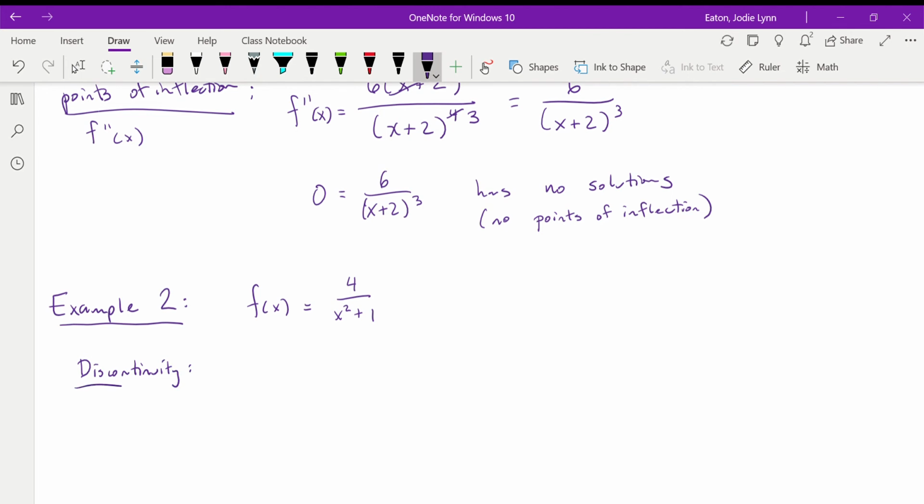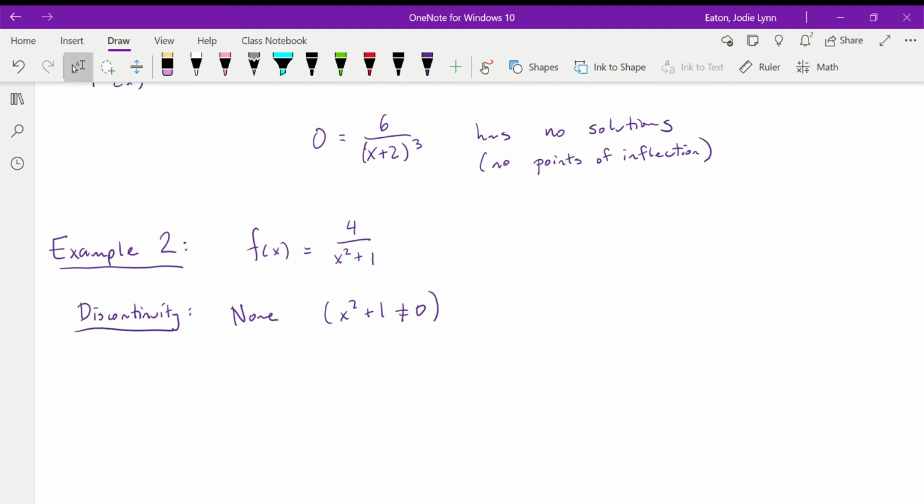And actually, there's none, even though we have a rational function, because x squared plus 1 is never equal to 0. Because x squared is always positive. You can't add a positive to a positive and get 0. So there are no discontinuities in this function, and that's going to be pretty helpful. Okay. Do we have a horizontal asymptote?